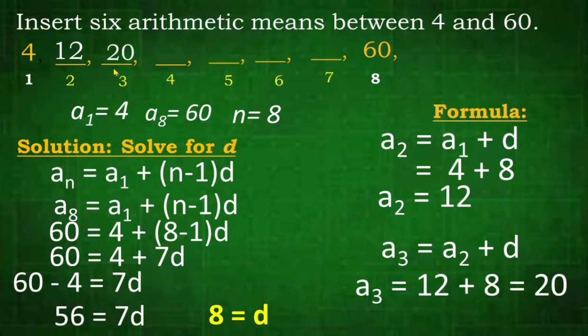Okay. Then, using the same process, 20 plus 8, that's 28. 28 plus 8, 36. 36 plus 8, 44, and 44 plus 8 is 52. So therefore, the 6 arithmetic means between 4 and 60 are 12, 20, 28, 36, 44, and 52.